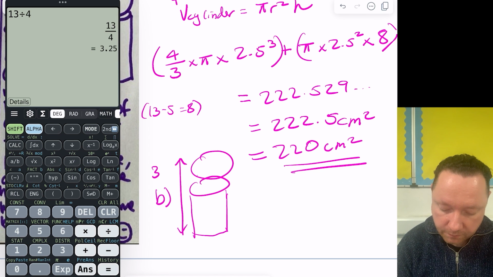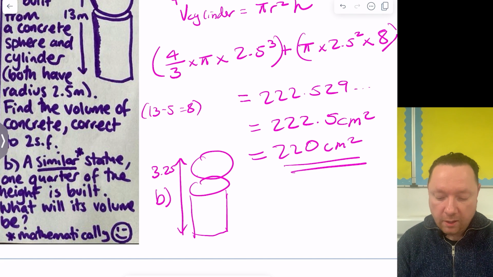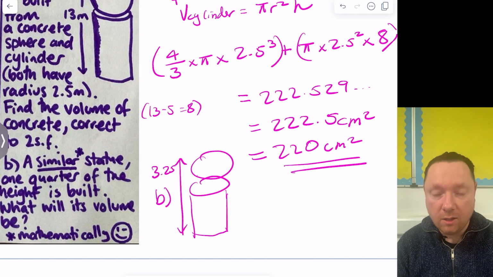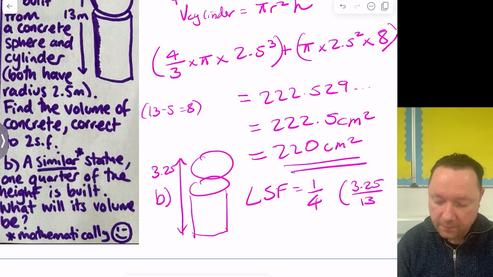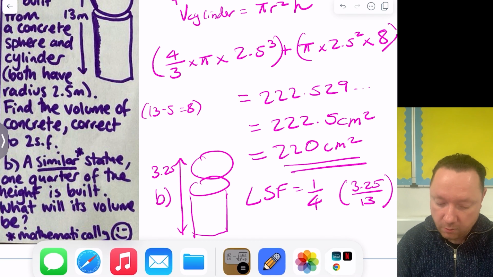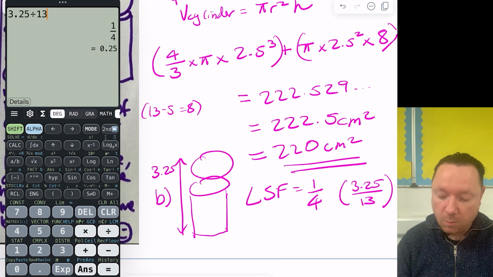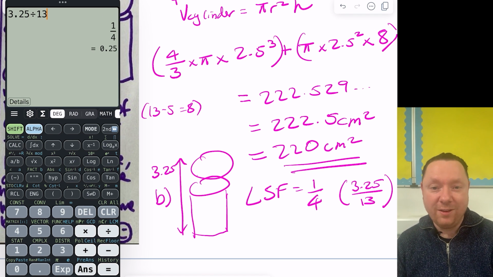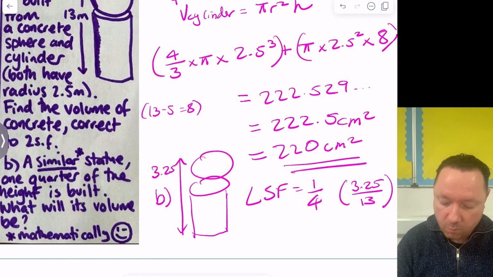3.25. So if that height's 1/4, that means that our linear scale factor is equal to 1/4. It tells you in the question. If you don't know that, use the normal way, 3.25 over 13, which would give you 1/4. I'll show you that now. 3.25 over 13. And I'm going small, so I'm going small scale factor. If I try to find something in the big one, it'd be 4/1. So the linear scale factor is that, but we want the volume. So we need a volume scale factor.